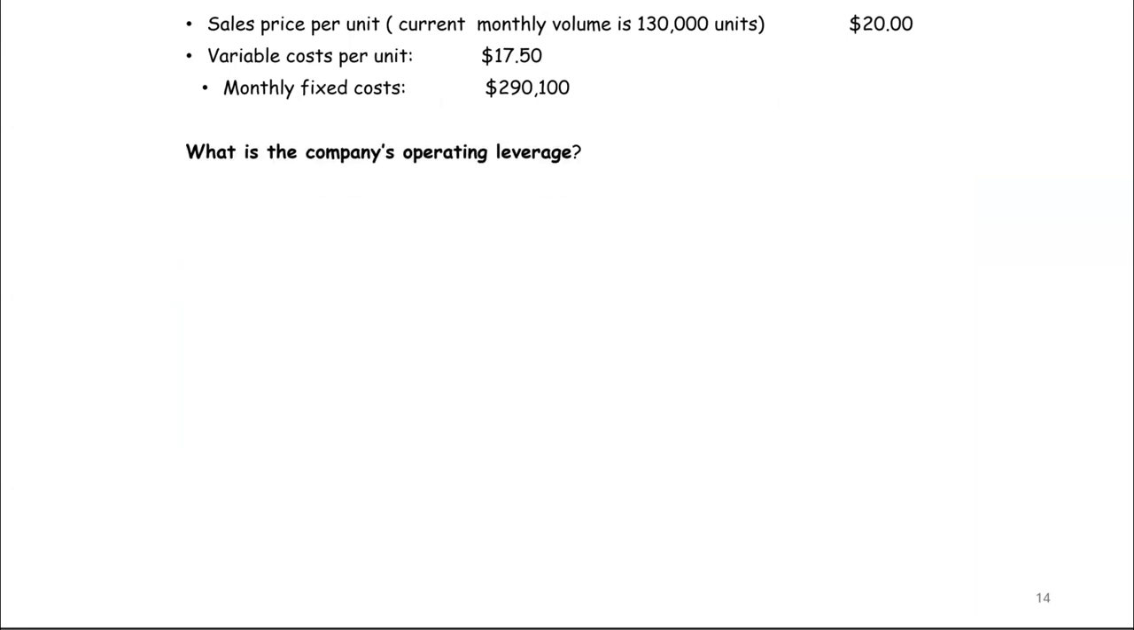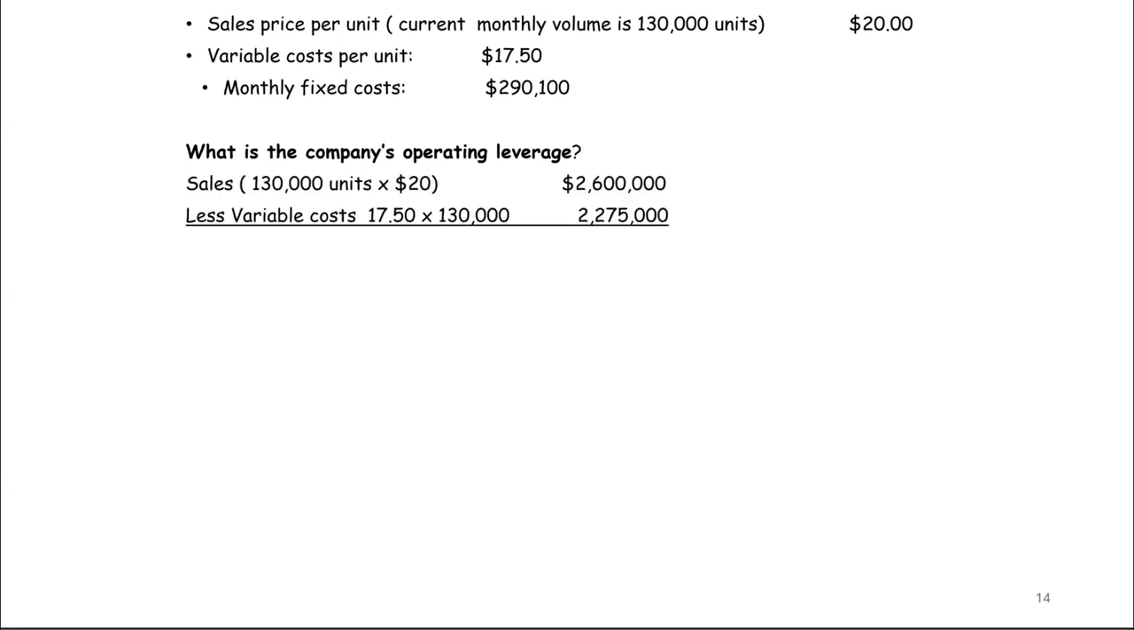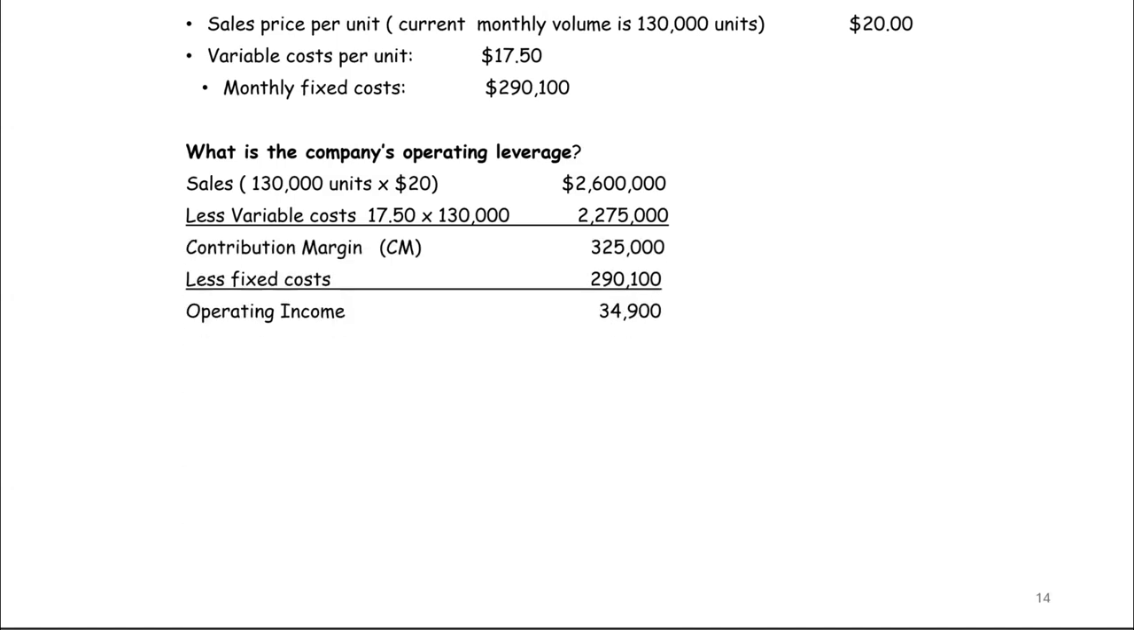So what's the company's operating leverage? We would take our sales, 130,000 times 20, less our variable costs, and that would be our operating income at this level. We're then going to take our contribution margin of $325 divided by our operating income, and it tells us that our operating leverage is 9.31.